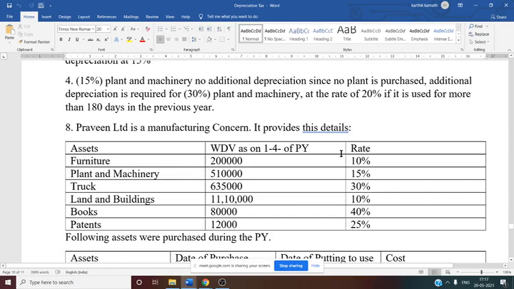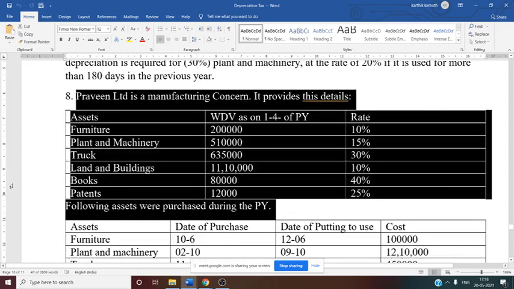It provides this detail. There are three columns: assets, written down value as on 1/4 of the previous year, and rate. Furniture, written down value as on 1/4, let us assume 1/4/2020, is 2 lakh. Rate is given 10%. What about plant and machinery? Written down value is 5 lakh 10,000.